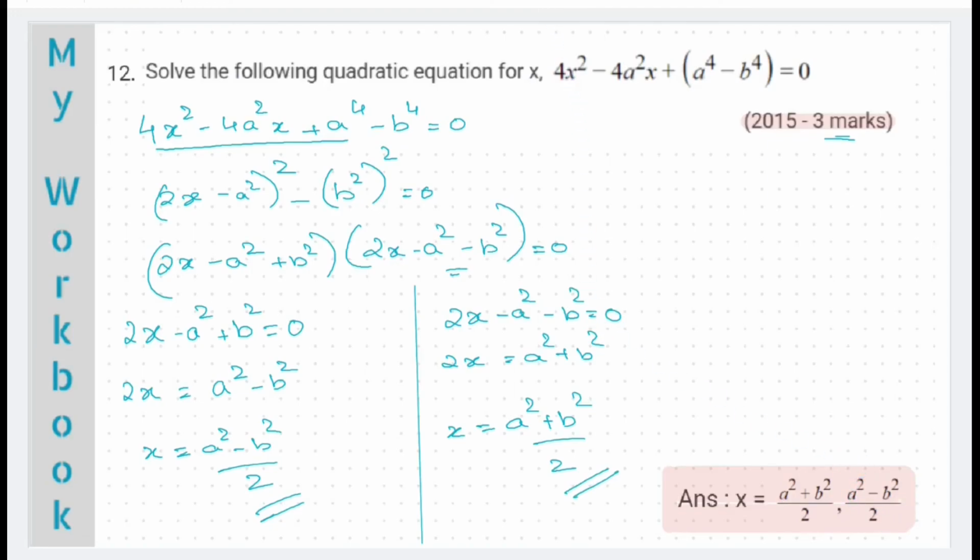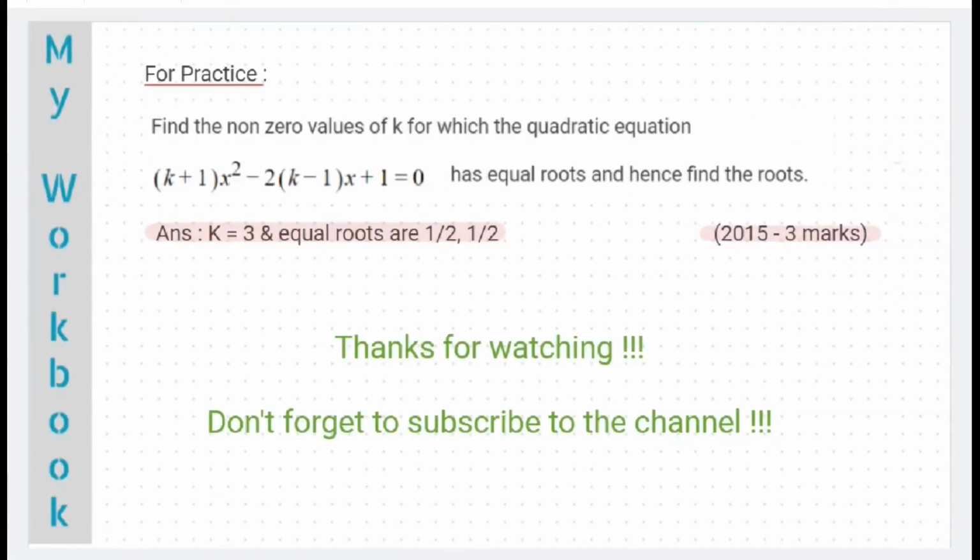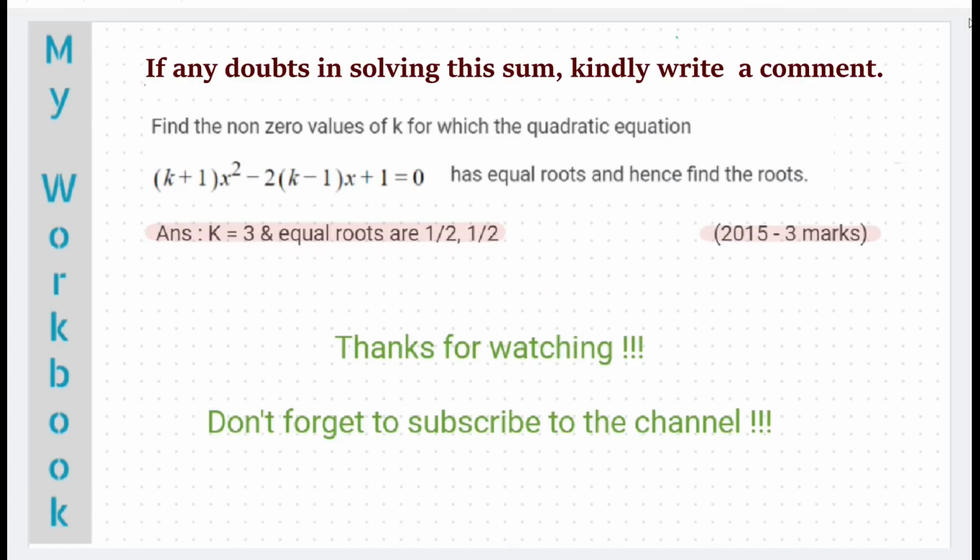So we have solved 12 different sums from the previous year board exam papers. And now I have given one question here for you all to practice. Find the non-zero values of k for which the quadratic equation k plus 1 into x square minus 2 into k minus 1 into x plus 1 is equal to 0 has equal roots, and also find the roots. So it's a 3-mark question from the 2015 board exam, and I've also given the answer for you to work out and then check. If you have any doubts in solving this question, do write a comment. I will immediately respond to you.